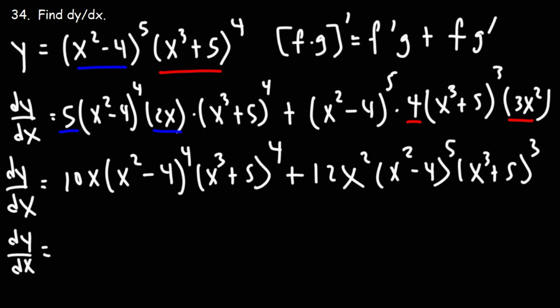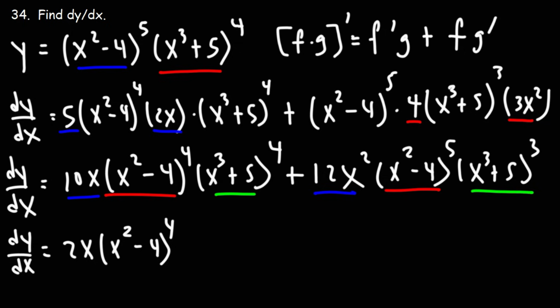So now we can factor out the GCF. From 10x and 12x squared, we could take out a 2 and we could take out an x. Between these two terms, we could take out the smaller of the two exponents. So from 4 and 5, we could take 4 from both. So we're going to have x squared minus 4 raised to the 4th power. And from these two, from 4 and 3, we could take 3 from both. So it's always going to be the lower of the two numbers. So we could factor out x cubed plus 5 raised to the 3rd power.